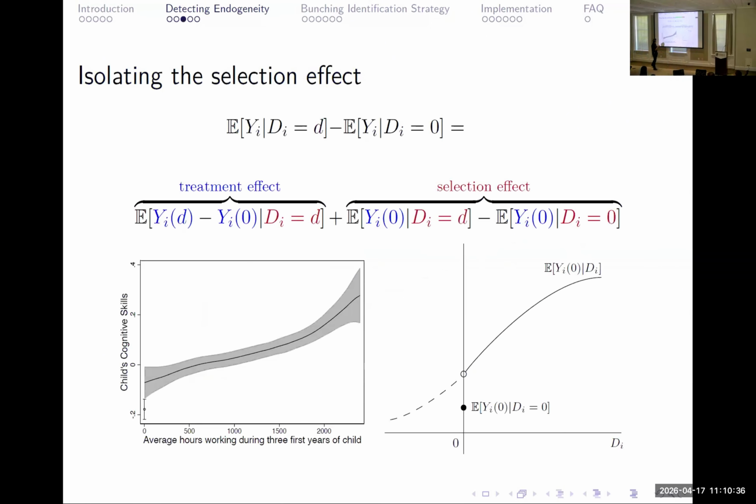Again, the key idea here is that the moment I assume continuity of the treatment effect, then it must be the case that whatever discontinuity I observe in this plot here must be coming from here.